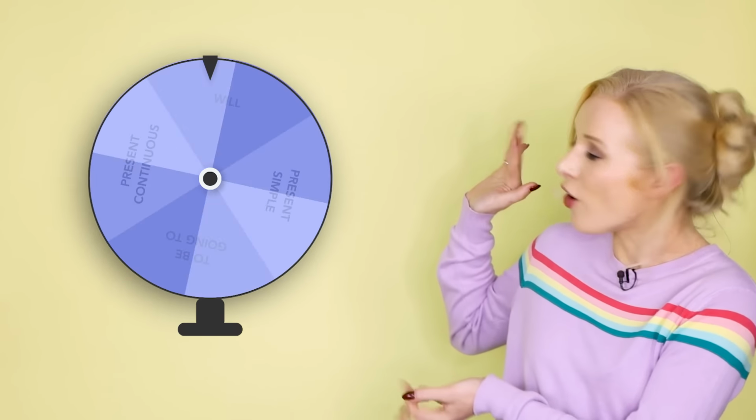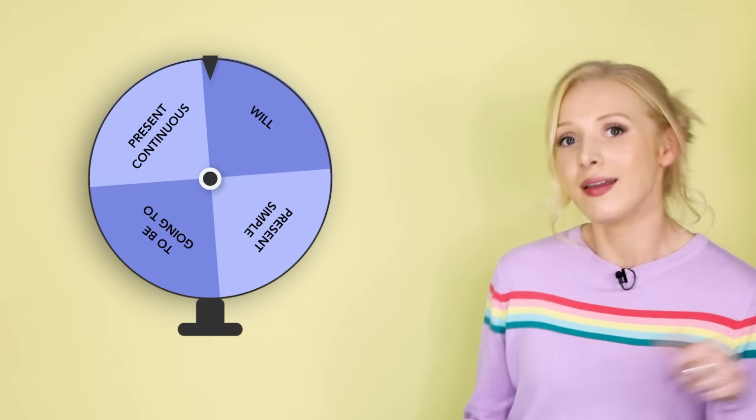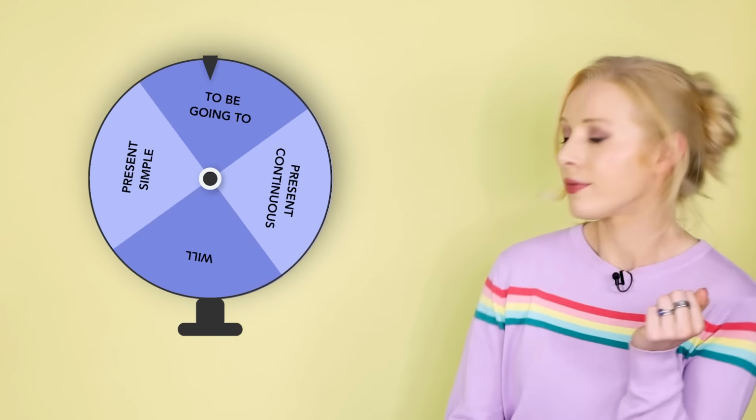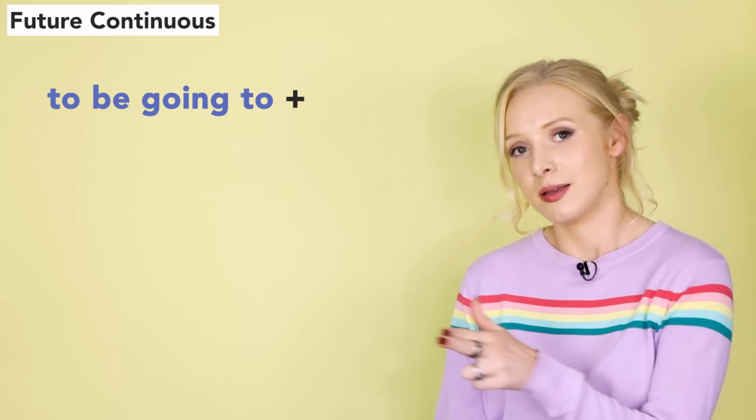Sorry, grammar police. There are, of course, other ways to talk about the future apart from will. And we're going to look at them now using my Wheel of Fortune. Or actually, I should call it my Wheel of Future. As you can see, we have will in one corner, which I've already talked about. Below that, we have to be going to. And the structure there is be going to plus base verb.